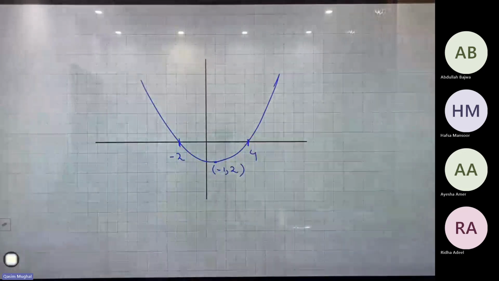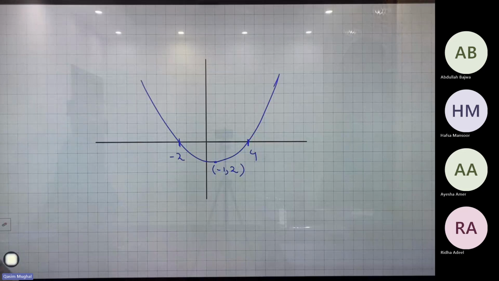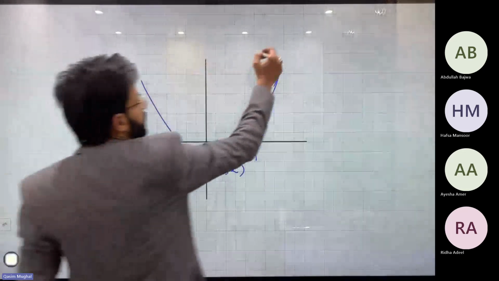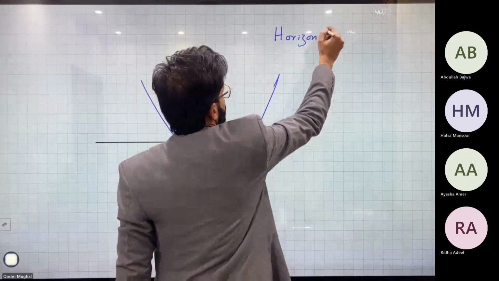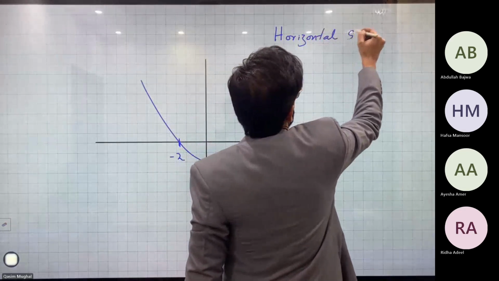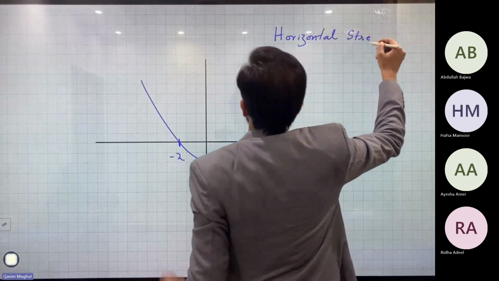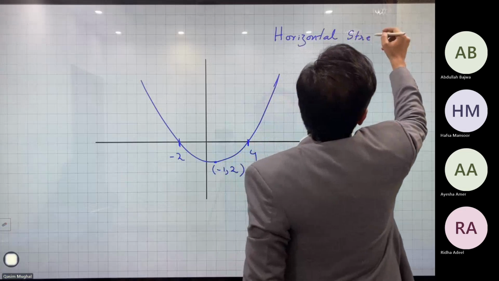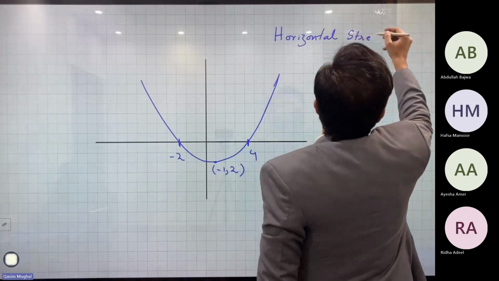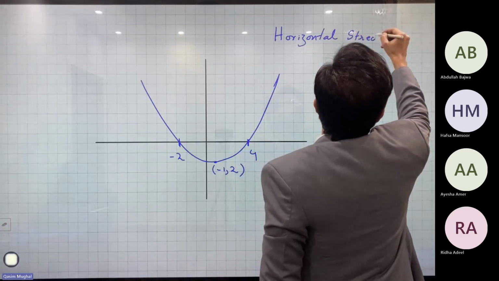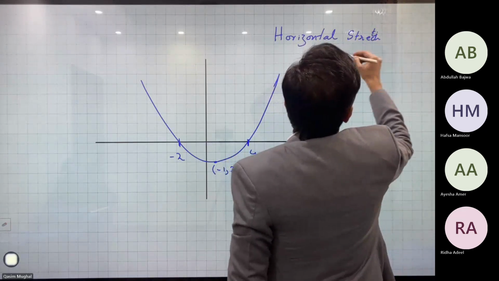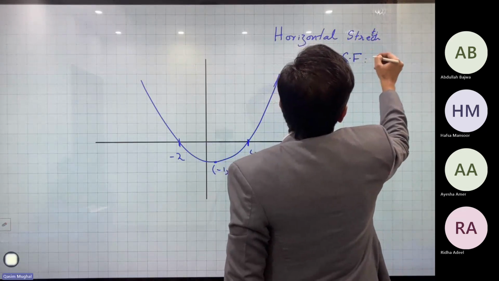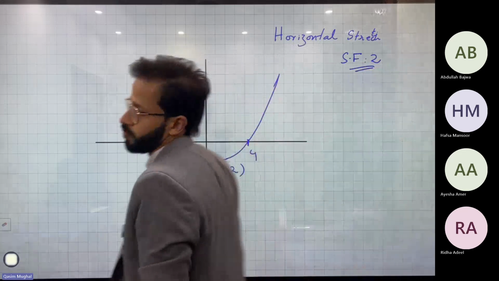This is the graph of a quadratic. Let's apply a horizontal stretch on this one. On the same graph, on the same grid, draw the graph of this, which is stretched horizontally. Stretch factor is 2.